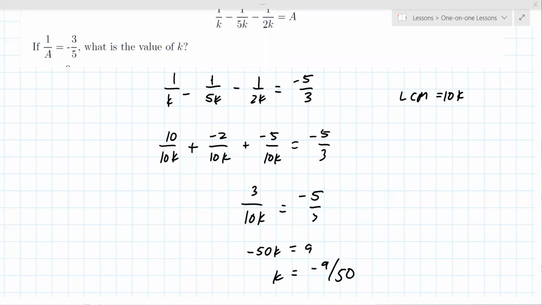Okay, let's move to something new. And 9 over 50 doesn't simplify at all, right? Nope, it just stays. It looks like it might, but not today. All right, so we've done 5. This is a new question. I don't think you've seen this one yet.